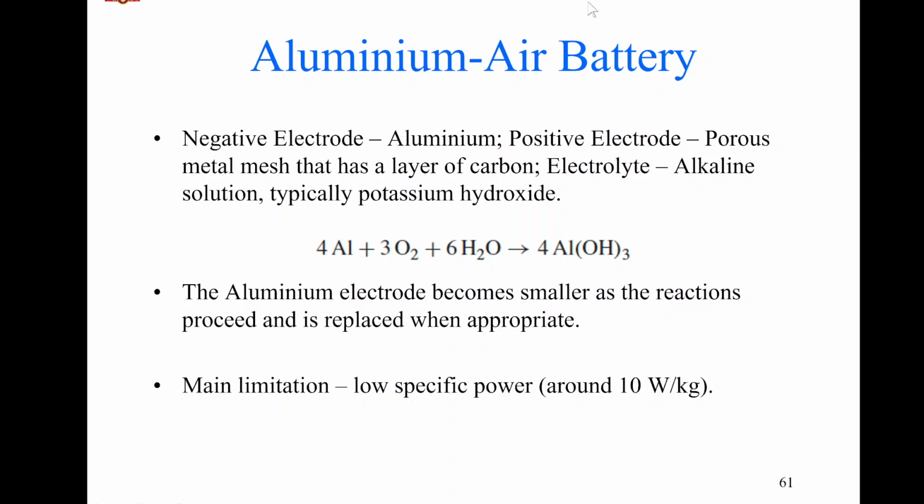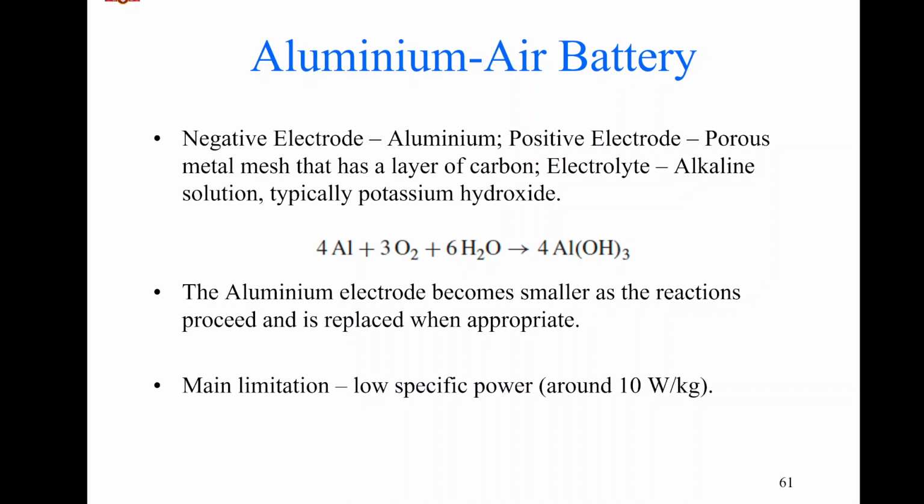So here in the aluminum air battery, negative electrode is the aluminum, positive electrode is porous metal mesh that has layer of carbon. Electrolyte is alkaline solution, typically potassium hydroxide, and the reaction is given as follows. Aluminum reacts with water and the oxygen in the air to form this, and the use of oxygen is why we call them as aluminum air batteries.